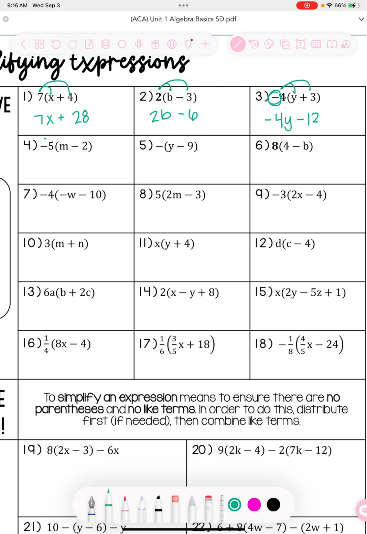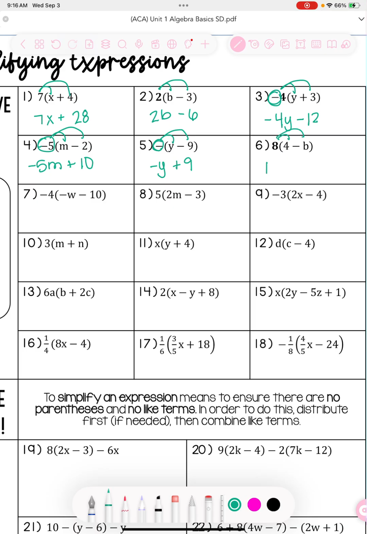So again, we're going to distribute the negative 5 to both of these pieces. So we have negative 5m, and here we have a negative times a negative, so we get a positive 10. This one, we are just multiplying in the negative sign. So negative y here, and then that's going to turn into a positive 9.